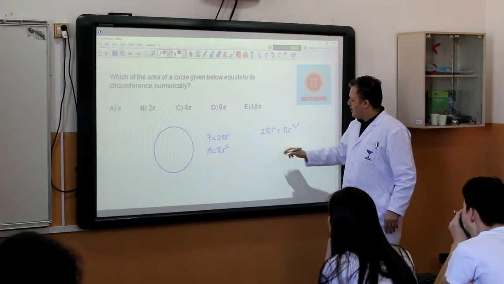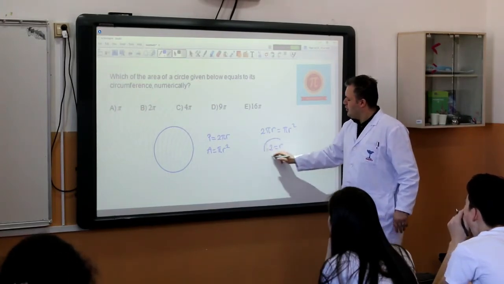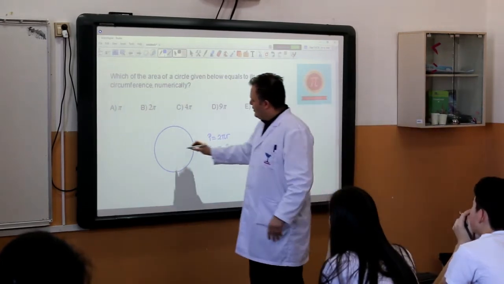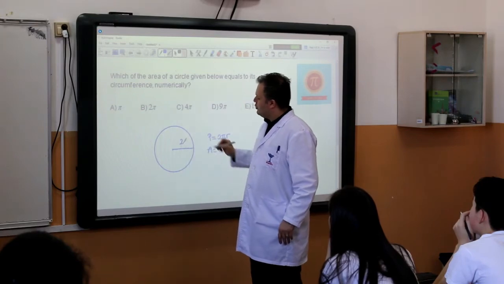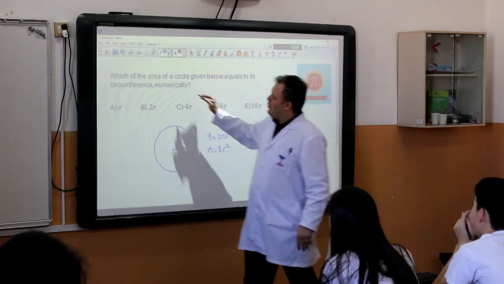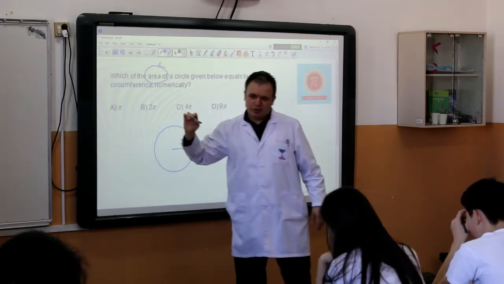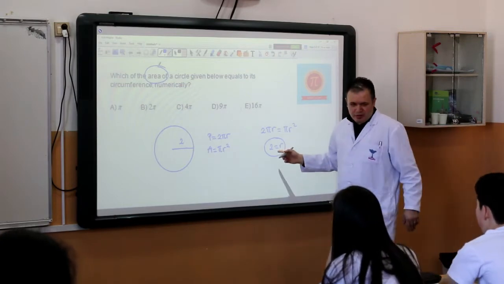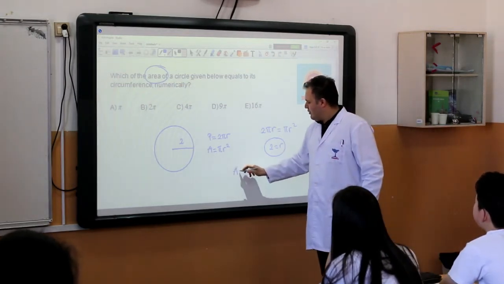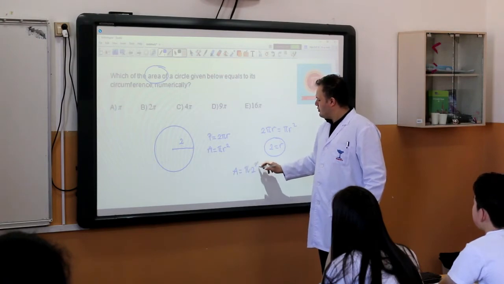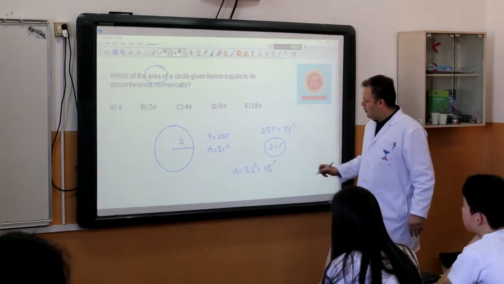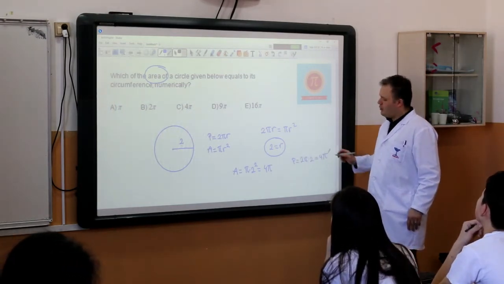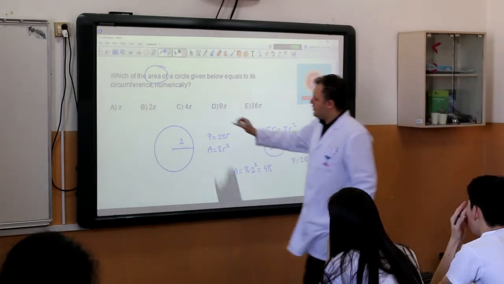If we cancel pi and r, what do we get? r is equal to 2. Is that finished? No. The radius of circle is equal to 2 units. And which of the areas? So what should I do? I should find the area of circle. Radius is equal to 2, so area is pi times 2 square, equal to 4 pi. Also perimeter is 2 pi r, equal to 4 pi. Understood? Yes. Answer is C.